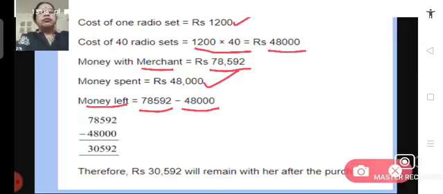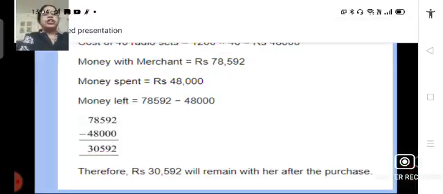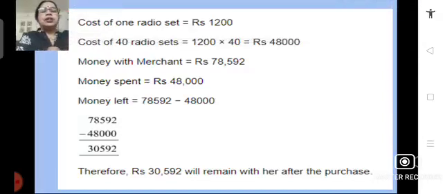So, to subtract, we put the numbers in columns and start subtracting from the ones place. 2 minus 0 we get 2, 9 minus 0 in tens place we get 9, then 5 minus 0 we get 5, and 8 minus 8 is 0 in thousands place, and 7 minus 4 we get 3. So, the amount of money that is left with the merchant is 30,592. This will remain with her after the purchase of 40 radio sets.